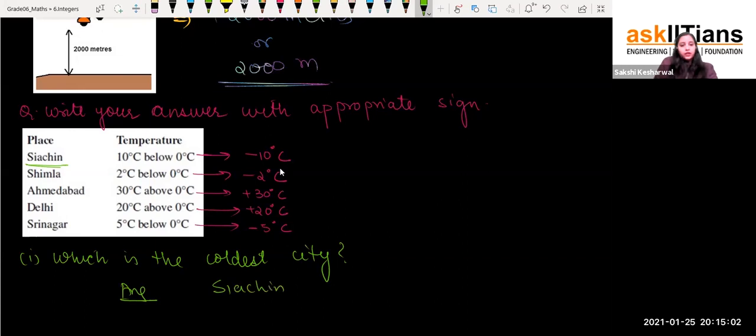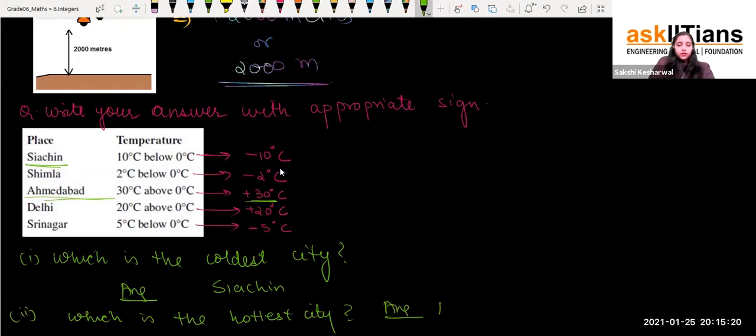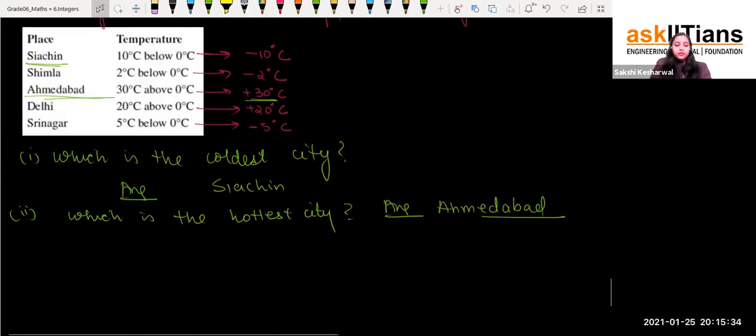Now if I ask you the second question, which is the hottest city? The hottest city will be the one with the positive sign. You see that Ahmedabad is the hottest city. So your answer will be Ahmedabad. So this is Ahmedabad, plus 30 degrees Celsius, and Siachen, minus 10 degrees Celsius, right? Now we are done with the comparison. I think everyone is clear on how to do the comparison, right or not?